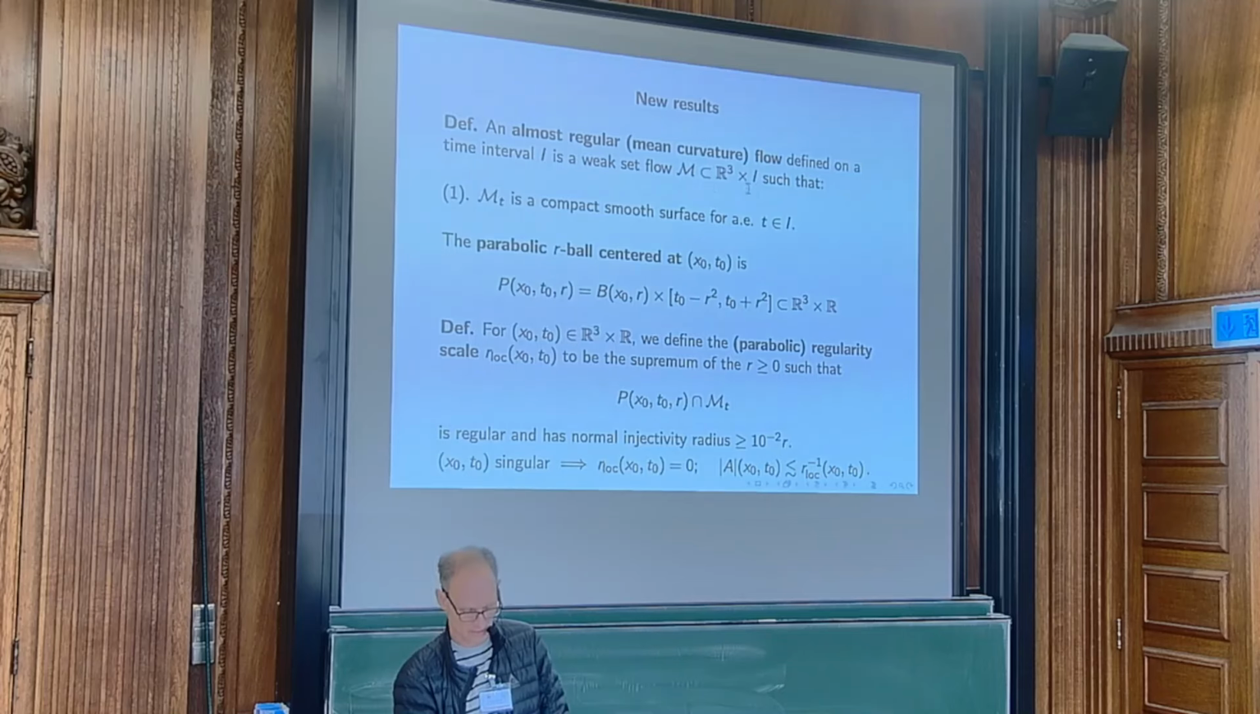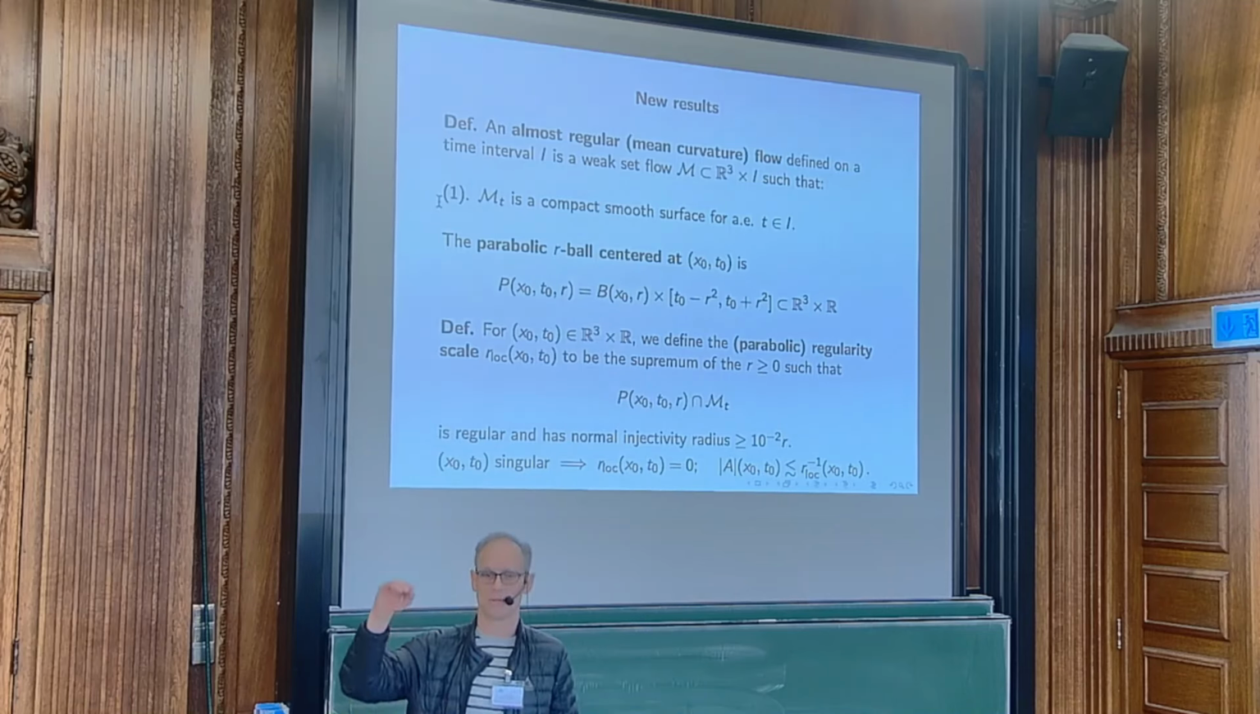So this is a subset of space-time, right? Which is closed and has the avoidance property as before, right? Which satisfies two additional conditions. So the first is easy to state. It says that you see a compact smooth surface for almost every time.